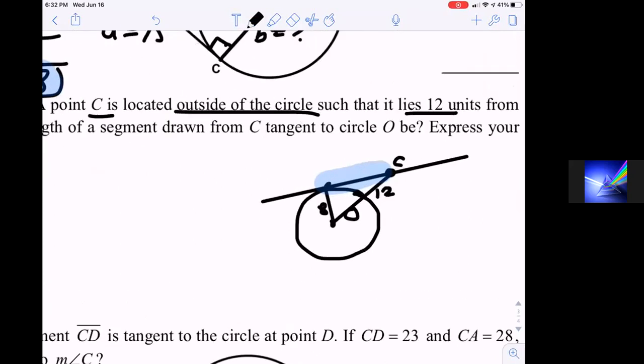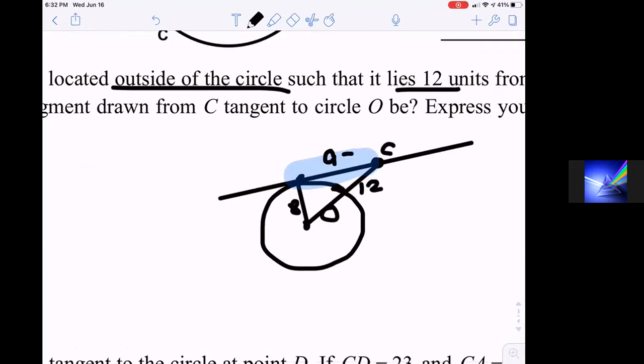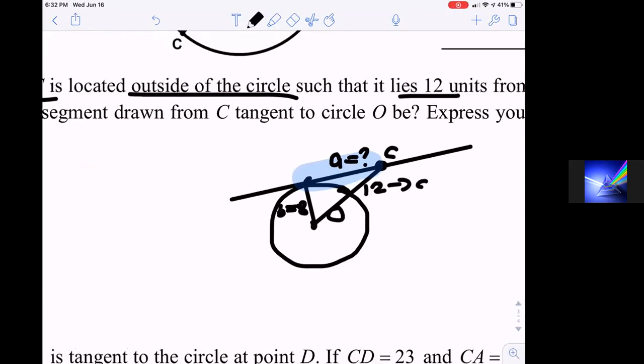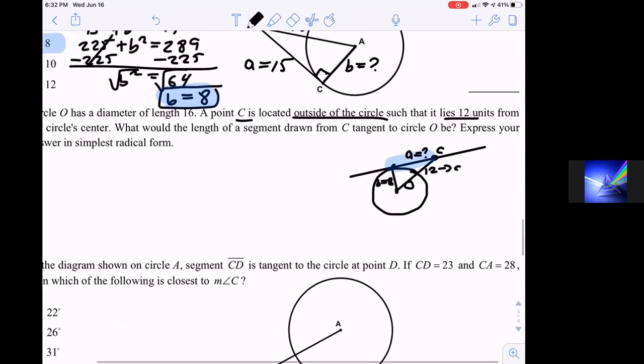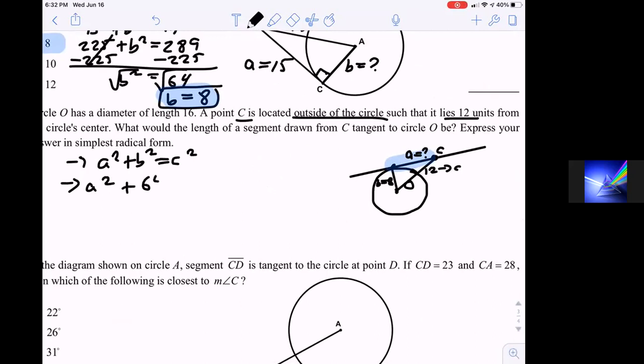Well, again, we're going to use the Pythagorean theorem. So we'll call that side A. That's the question mark. Side B is 8, and 12 would be C. A squared plus B squared equals C squared. A squared plus 64, 8 squared is 64, equals 12 squared, 144. Subtract, and we get A squared equals 80.